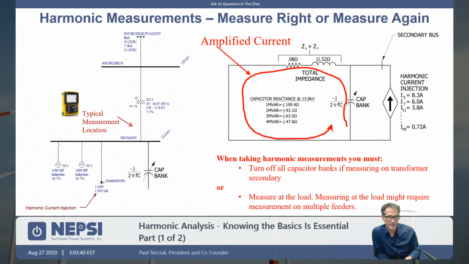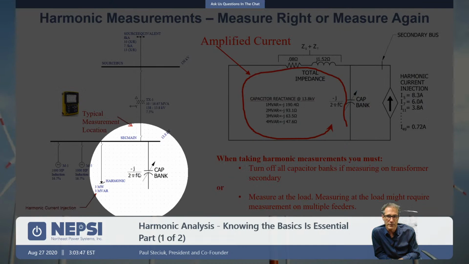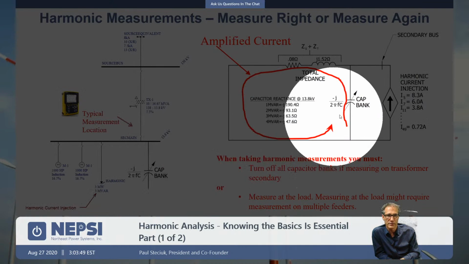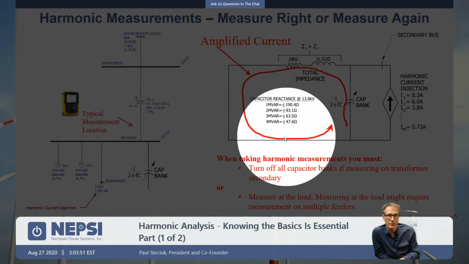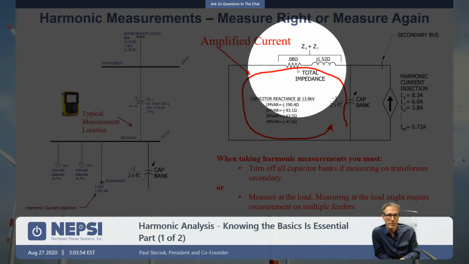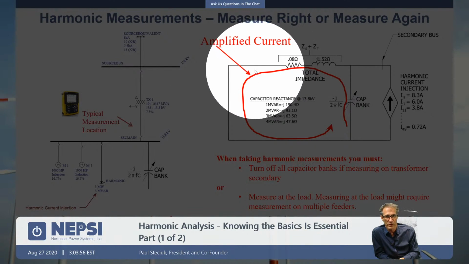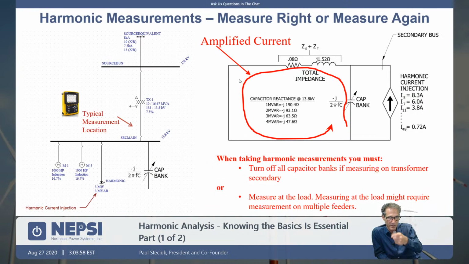So the point with this slide that I wanted to make is that this capacitor bank here is causing the amplification of current in the network. And the point of common coupling, remember, is out here. So the point of common coupling is in the path of current amplification.